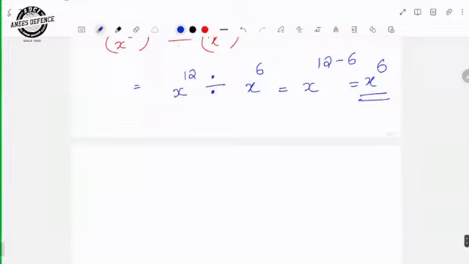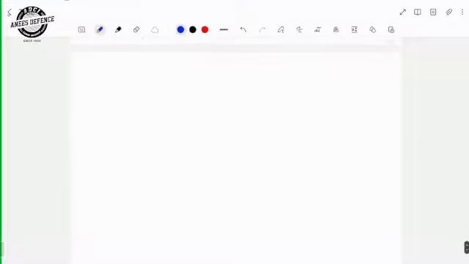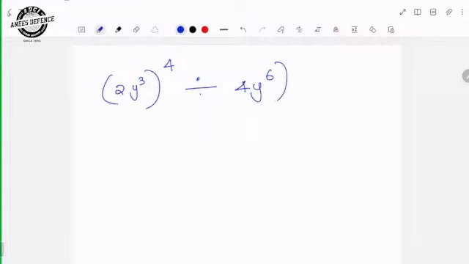One more example. 2y cube, the whole raised to 4, divided by 4y raised to 6, the whole square. You should understand that this 4 is not a personal property of y. It is a property of both 2 and y. Similarly, this 2 is not a personal property of 4 or y. It is the property of both 4 and y. So you have to apply that 4 should be given to both 2 and y cube.